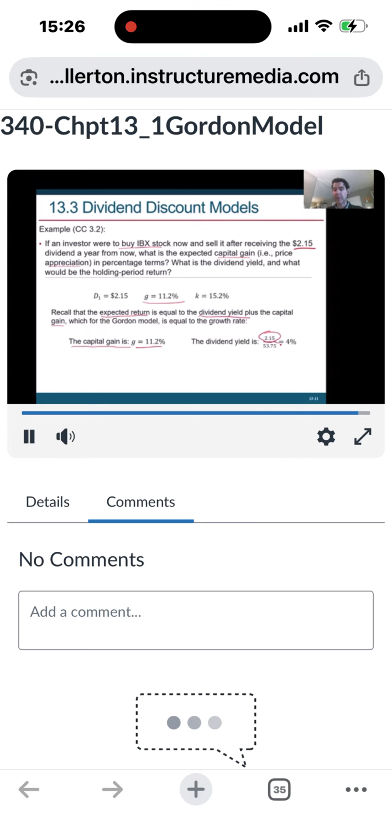$2.15. How much did we pay for this stock? $53.75. We got that from the first part of this problem. That represents a 4% rate of return. So the overall rate of return to the investor is what? Just the sum of these two. Total holding period return is the dividend yield plus the capital gain yield, or how much we expect the price to go up. Add those together, 4% dividend yield, 11.2% price increase that we expect. Add those together, and we get 15.2%. That would be our total holding period expected return.